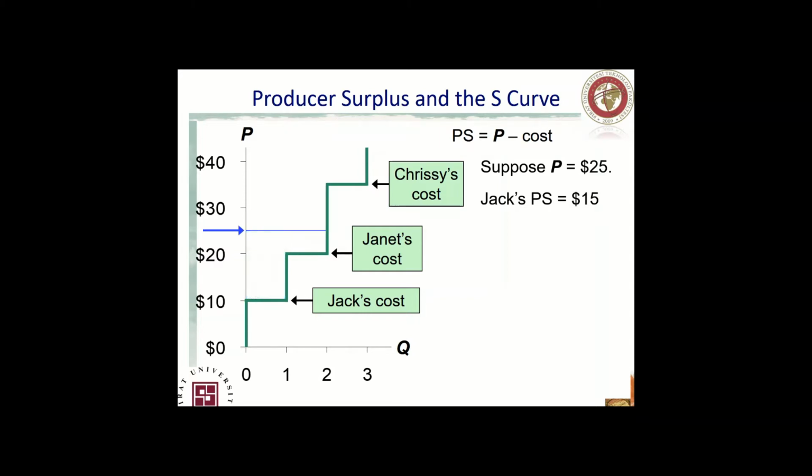Okay, so we have this for Jack, and we have this for Jeanette, and in that case we can sum up these two squares and get the total producer surplus. Now look at Chrissy. In this case, Chrissy will not be able to sell his service.